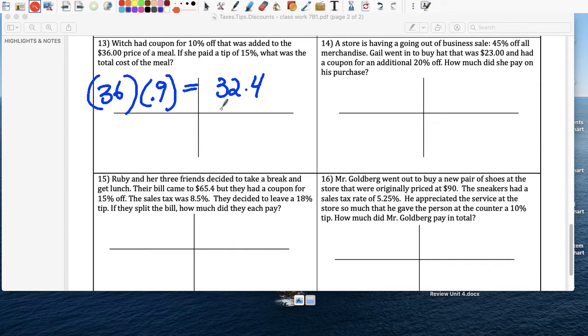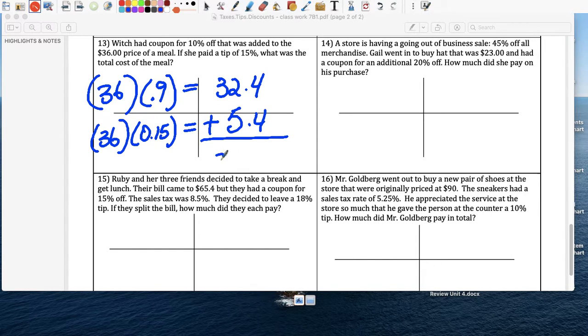Apparently there's no tax in this question, but you're still leaving the waiter a 15% tip. So we're going to leave the tip on the $36, right? So we're going to multiply 36 times 0.15, and that's going to give us the tip that we're going to leave for her. And that's going to give us $5.40. So our grand total is going to be $37.80. Okay.